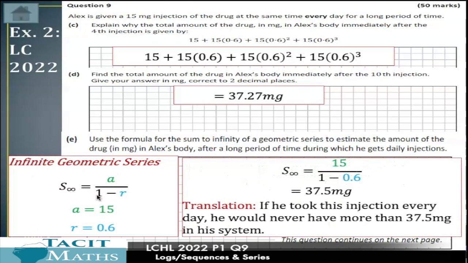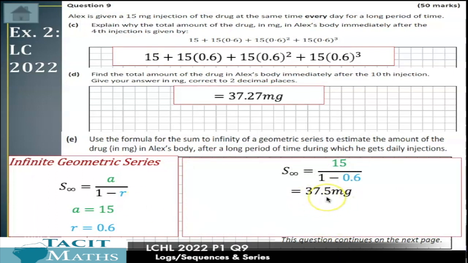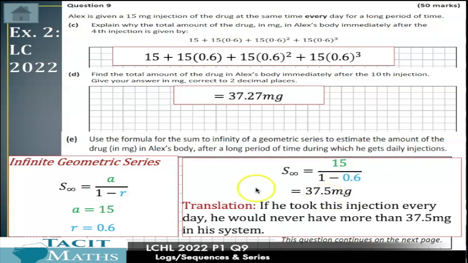But basically what it means, 37.5 was your answer. And what it means is that if he kept on taking the drug for technically an infinite amount of time, if he just indefinitely kept on taking it, there would never be more than 37.5 milligrams in his system. So that's just the nature of infinite geometric series: you'd imagine if he takes it for an infinite amount of time, it would just keep going up and up and up, but it will actually never go beyond 37.5. It's limited to 37.5 milligrams.